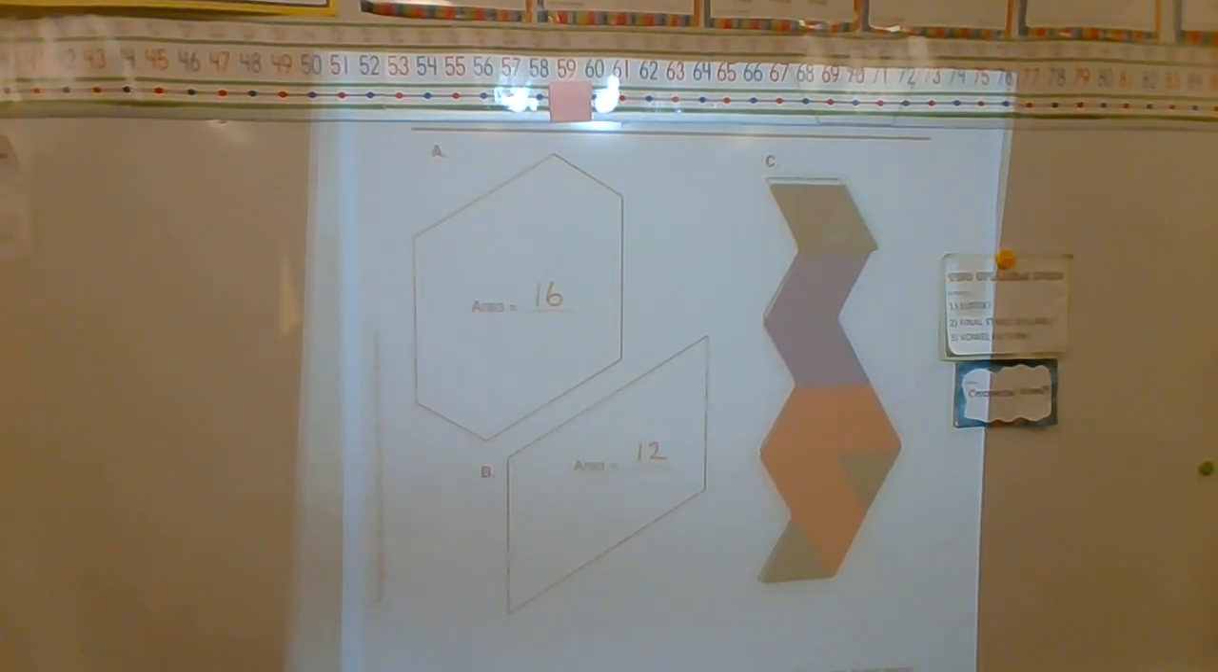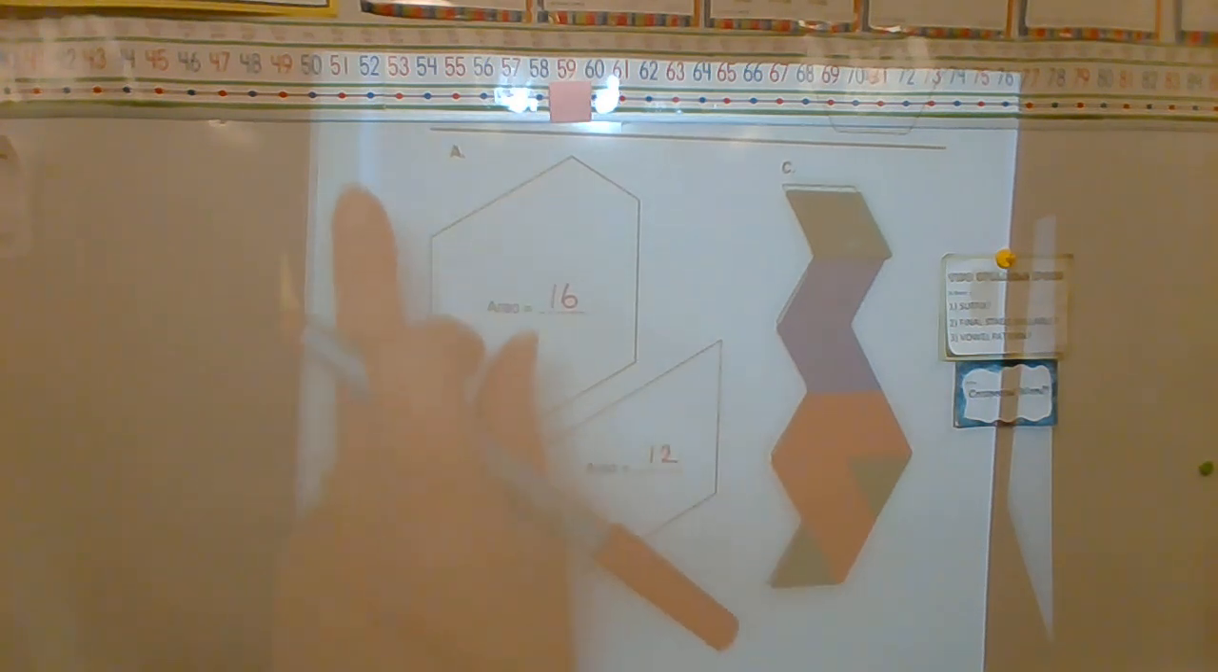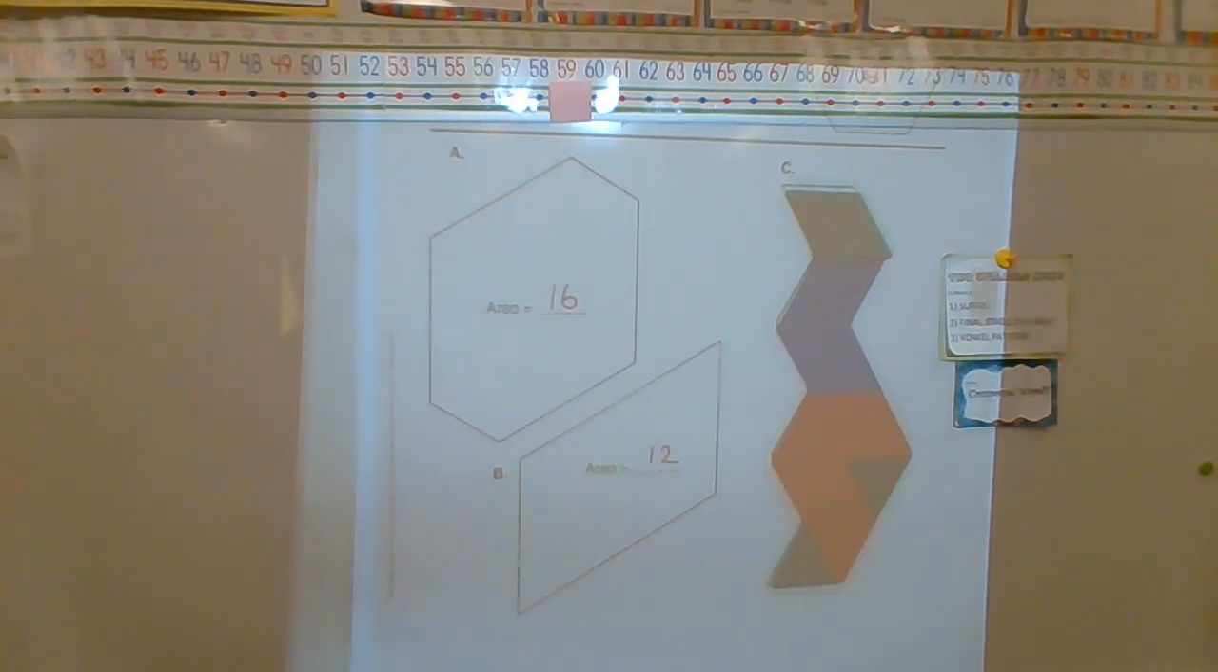All right, you have him covered up, and there he is. This is block C. Well, he's shape C. I guess we'll call him shape C. Look, so far, A is 16, B is 12. Let's see what C is. Did you see what I did right there?